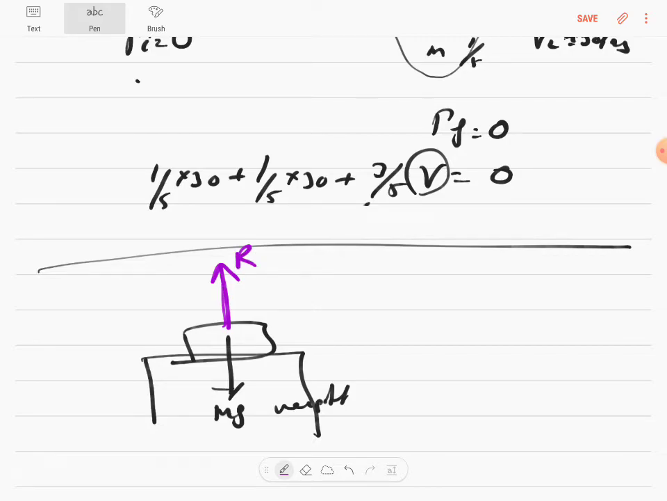Suppose this block is on an inclined plane, you should still put the normal reaction straight above the head. You can't put it like this. Though the mg is going to be downward, the normal reaction is always vertical to the surface, that is, perpendicular to the plane. Are you clear?